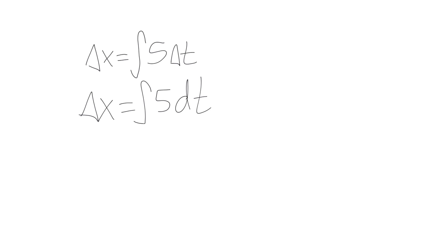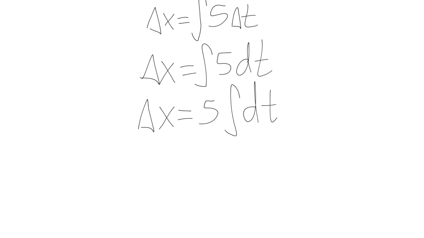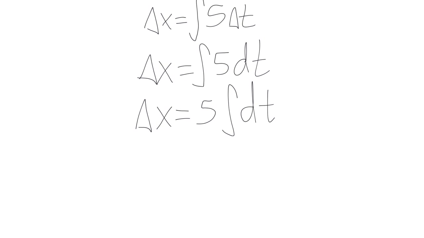Now, 5 is a constant, so we can actually pull it out front, so we can make this a little simpler. So it's going to be delta x equals 5, the integral of dt. I'm running around a room a little bit here, so I'm going to scoot this up and into the middle. That way we can see it a little better.